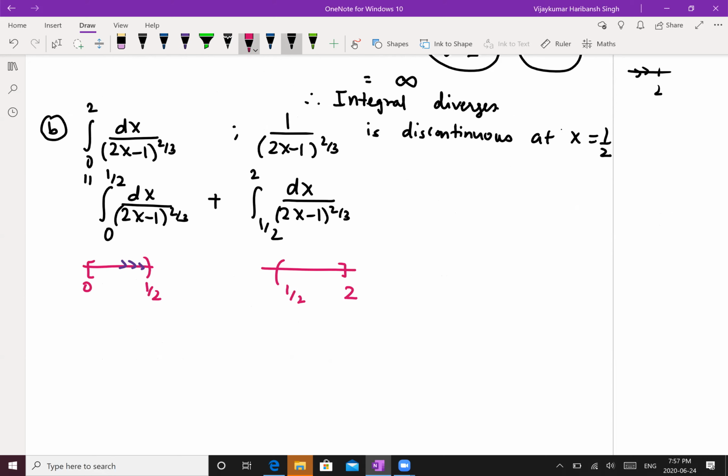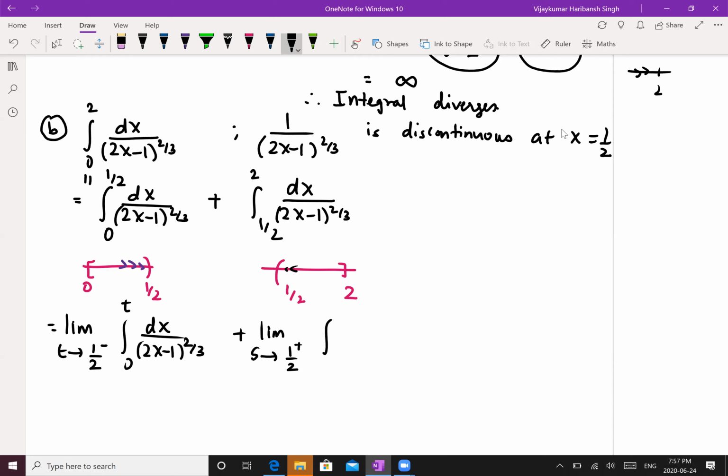So what will the integral look like? The integral is going to be the limit as t goes to half, but from which side? From the left. So minus, the integral from 0 to t of dx over (2x minus 1) to the power 2 by 3. And in this case, we have the limit as s goes to half, but which side are you approaching? From the right. So the integral from half plus s to 2 of dx over (2x minus 1) to the power 2 by 3.